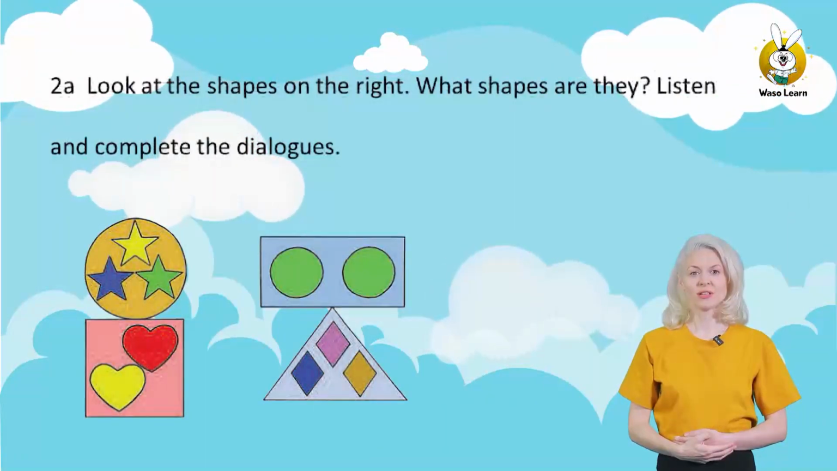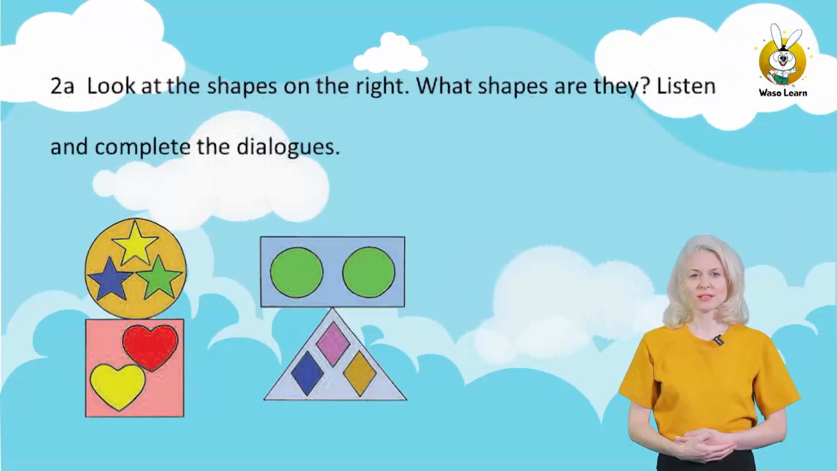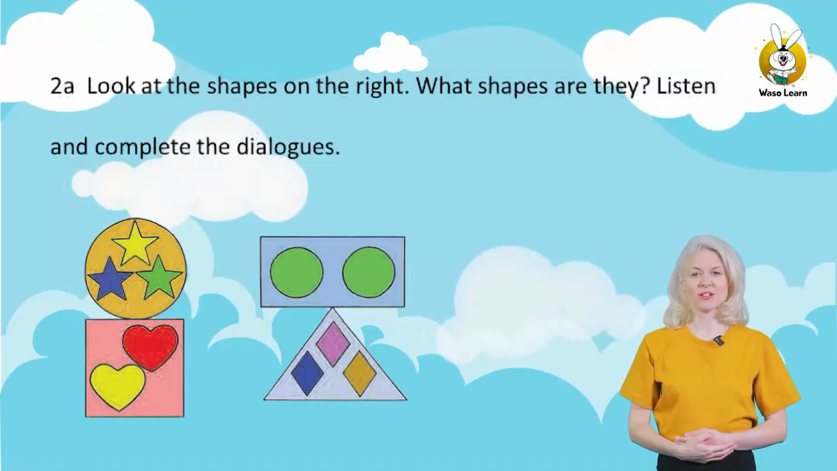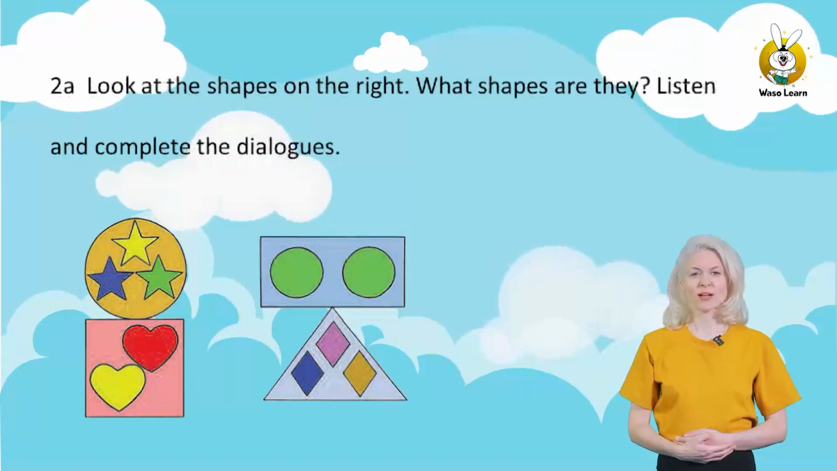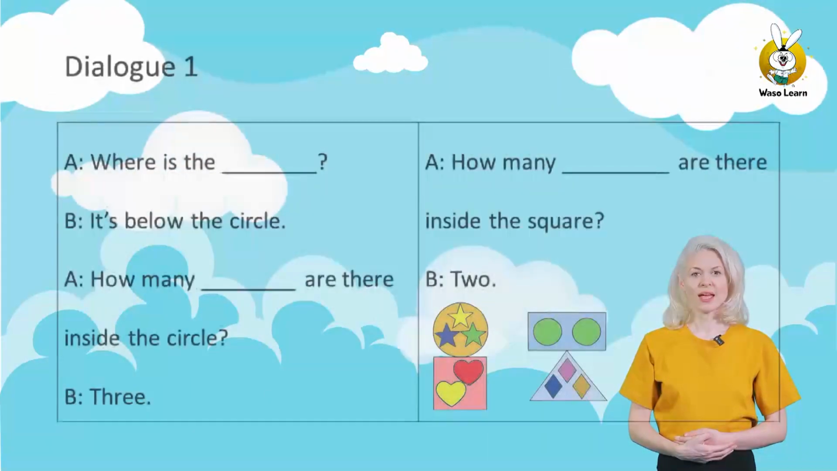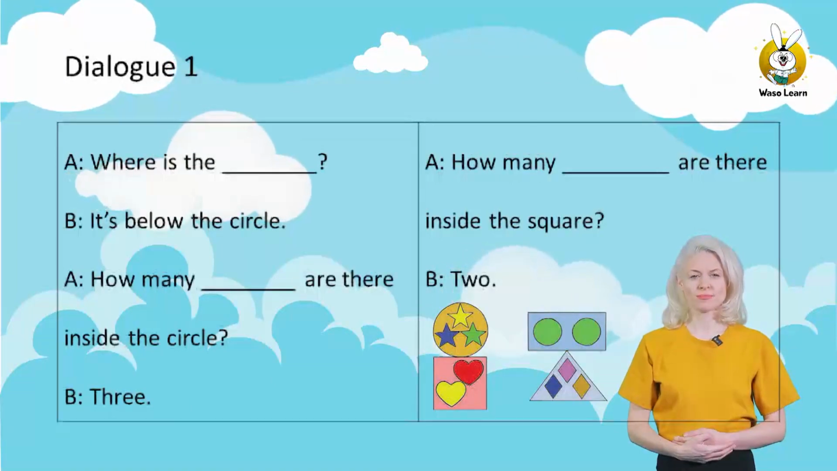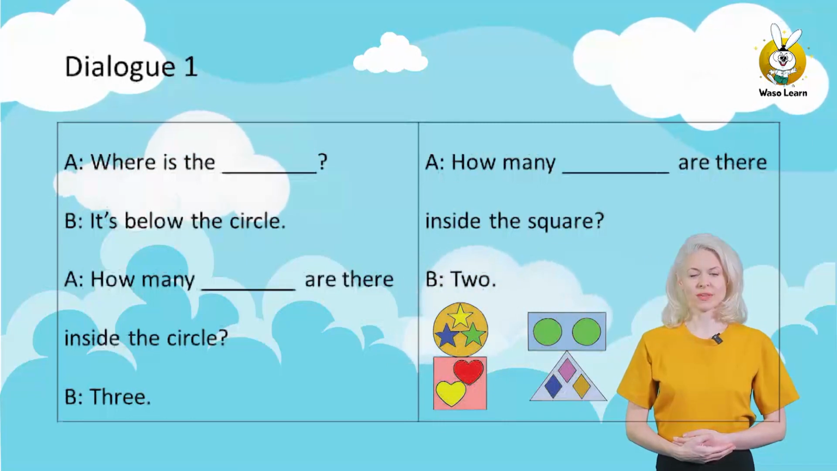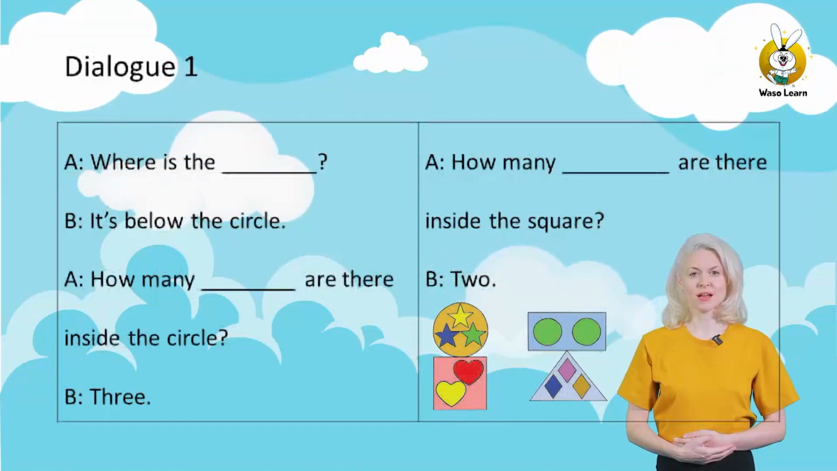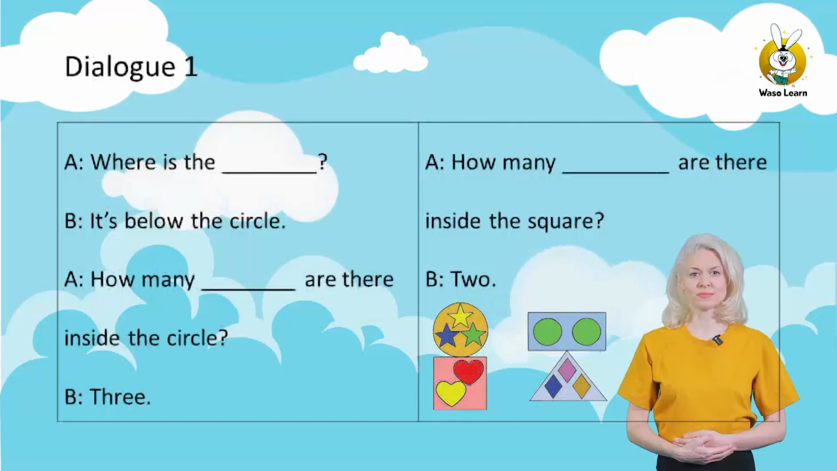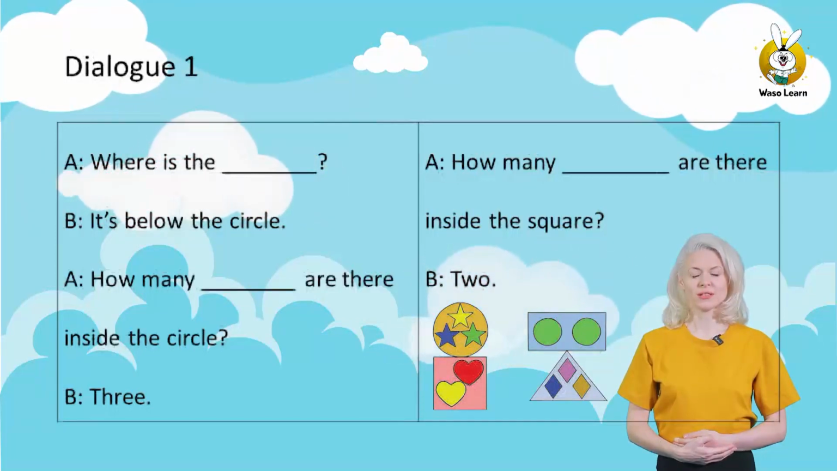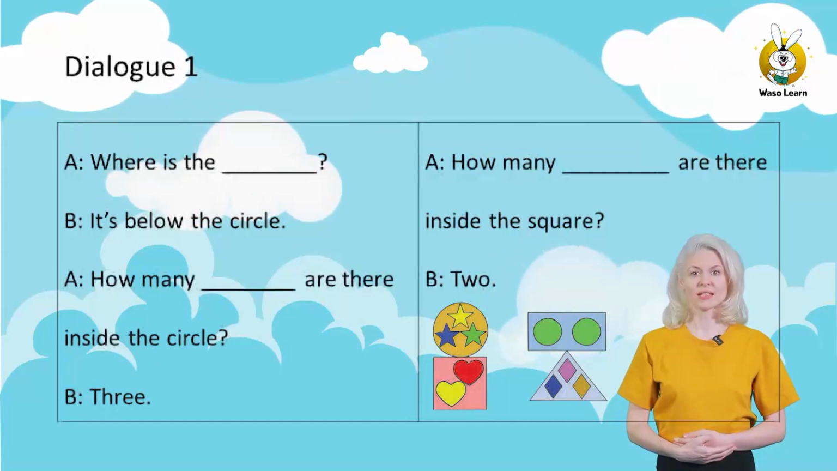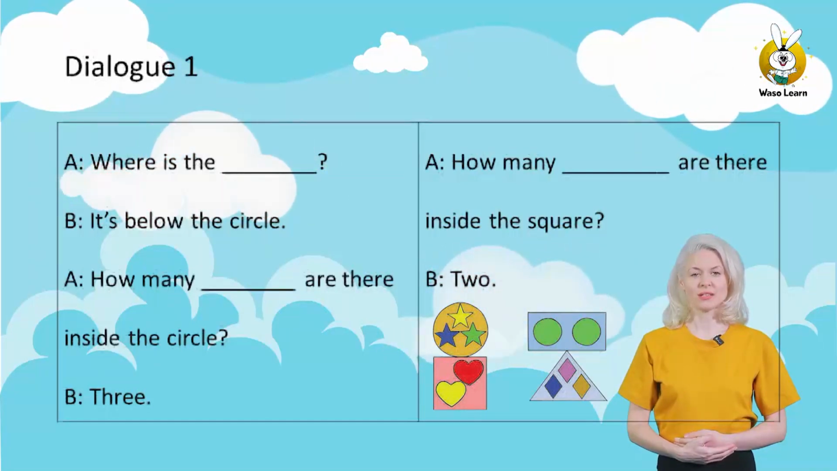2A. Look at the shapes on the right. What shapes are they? Listen and complete the dialogues. Dialogue 1. A. Where's the square? B. It's below the circle. A. How many stars are there inside the circle? B. 3. A. How many hearts are there inside the square? B. 2.